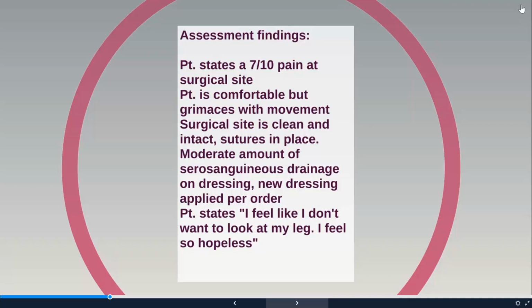And then the patient stating, I don't feel like I want to look at my leg, I feel so hopeless, is definitely giving us a validation for our psychosocial type of diagnosis. So those three are going to help us. And let me show you. Sorry, this gives you a little snapshot here.